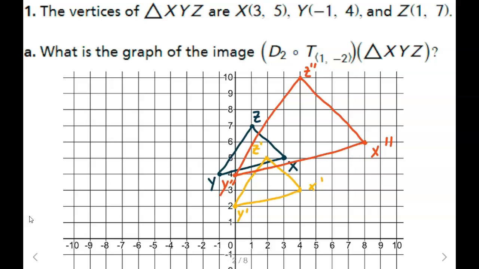This triangle x double prime, y double prime, z double prime is similar to triangle x, y, z. Same shape, but not same size. The new one is twice as big because of a scale factor of 2, and it's in a new position in the coordinate plane based on that translation.